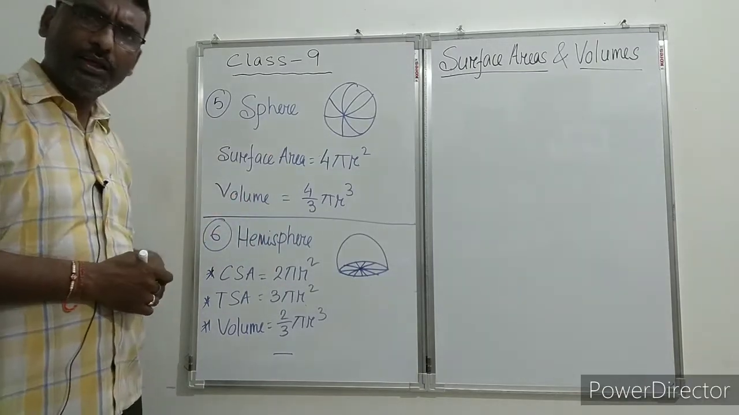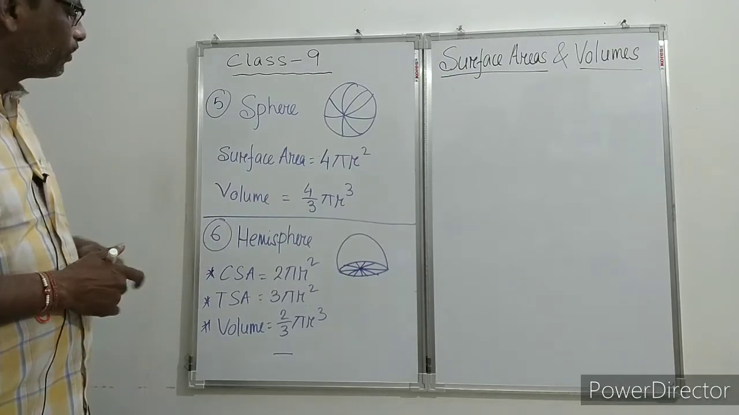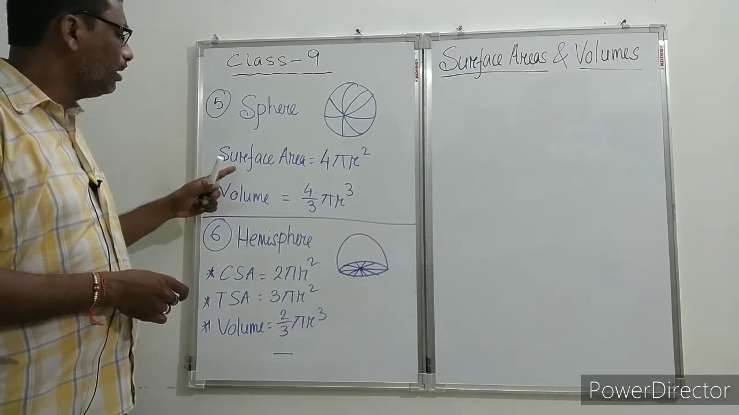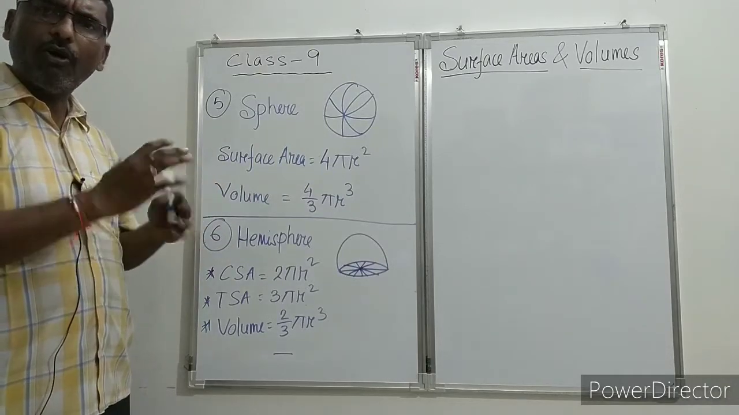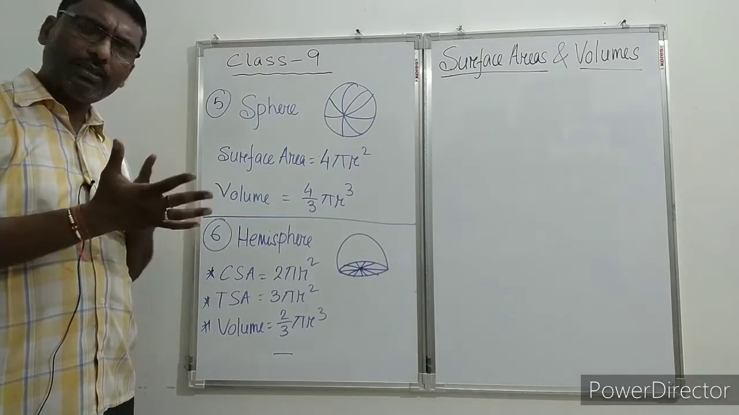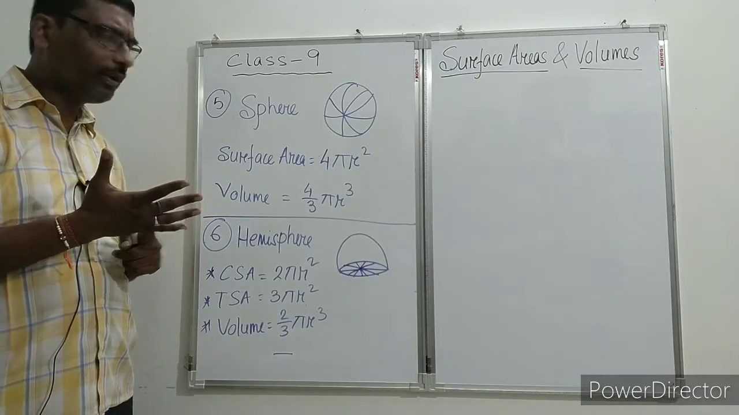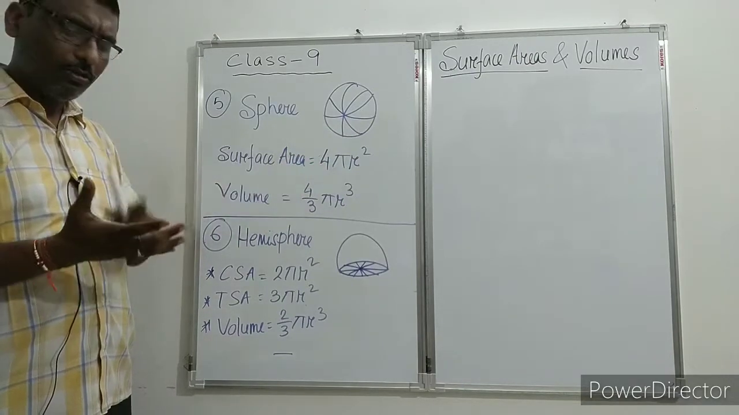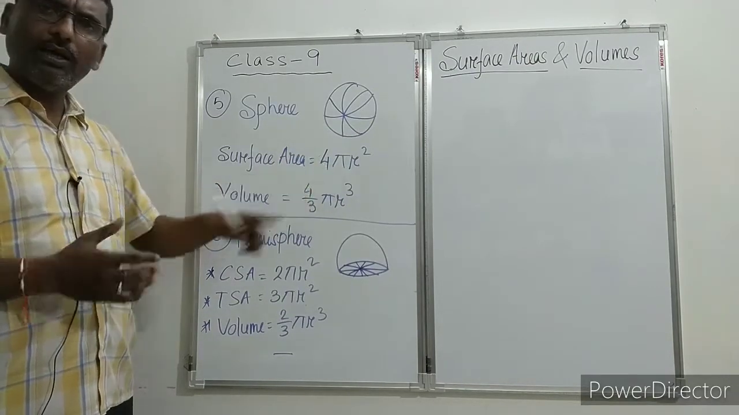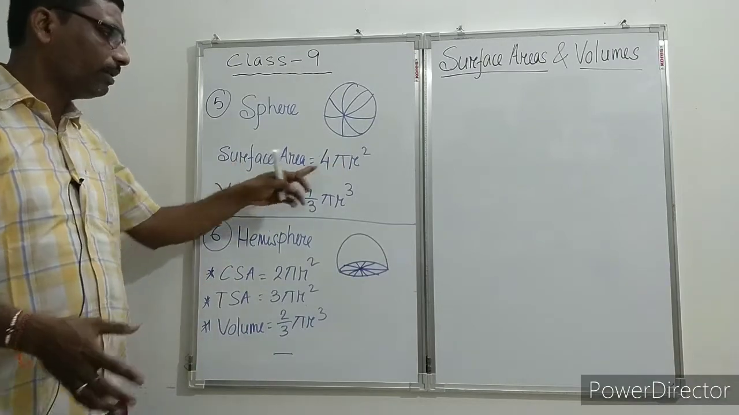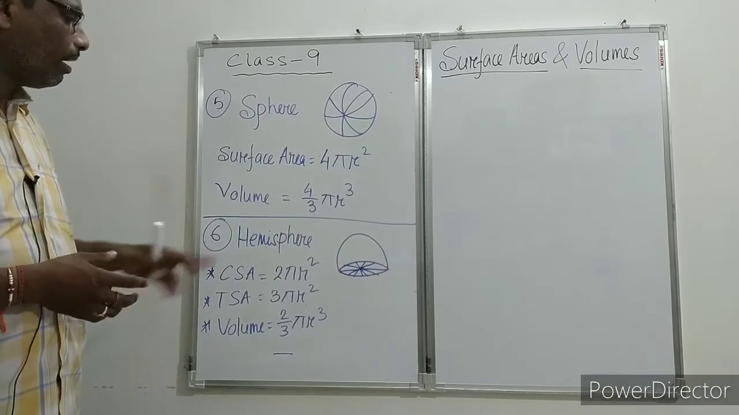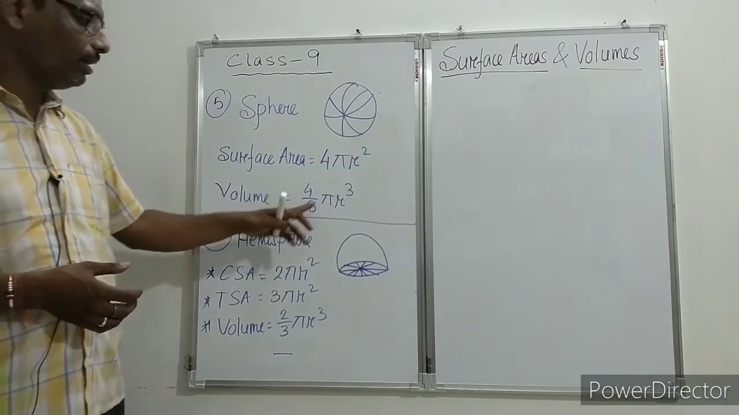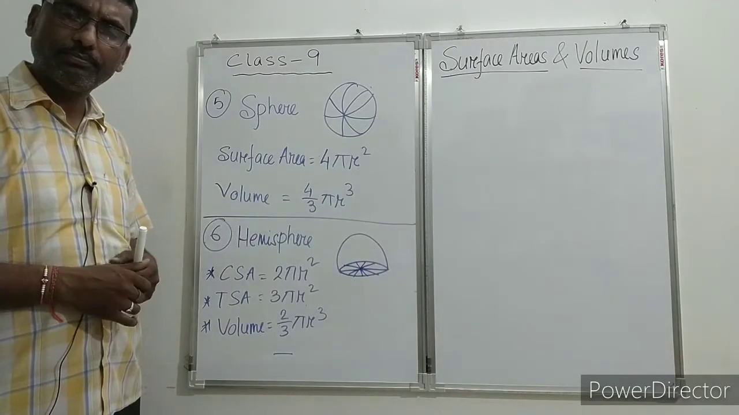Next comes the sphere, meaning a solid ball, maybe iron ball, rubber ball, round shaped, that is called sphere. Here we have written the formula as surface area, meaning there is no curved or total. If it is asked to find the curved surface area of a sphere, this is the formula. Total surface area, this is the formula. If nothing is mentioned, only surface area, this is the formula 4 pi r square. And then volume 4 by 3 pi r cube.